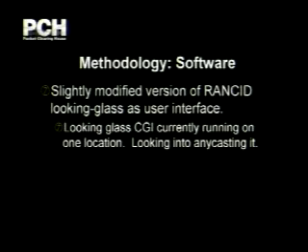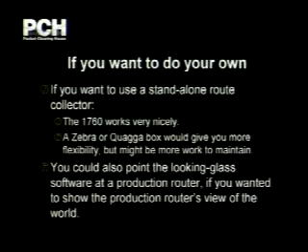The software we run is a slightly modified version of the rancid Looking Glass, and it's a CGI program that we're currently running in only one location, but we're looking at anycasting it just to get that web page closer to the end users. So if you want to do your own Looking Glass server, you can either use a standalone route collector that peers with something in your network and gets what you see as the best routes, or you can point the Looking Glass software at a production router.